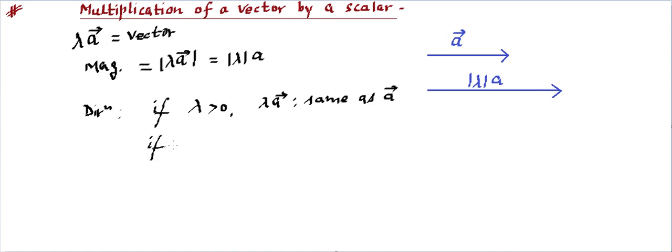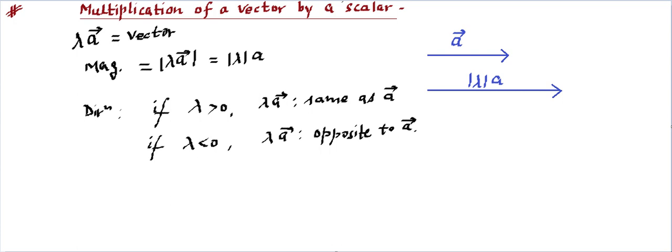But if lambda came out to be negative, or we are multiplying with a negative number, then the direction of the lambda a vector will be opposite to a. So this is the effect of multiplying a vector with a scalar. The direction changes depending upon the sign. If the sign is negative, that minus sign changes the direction of the vector, and that number is multiplied as a factor in its magnitude.